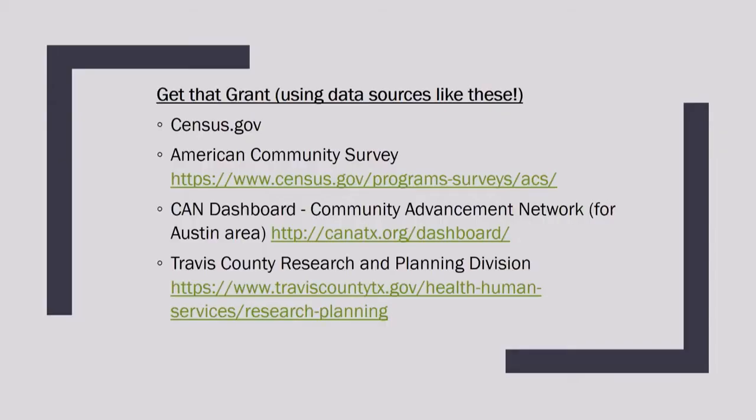And now, some go-to data sources. Census.gov. Check it out, learn it, love it, you can use it. And while you're there, the American Community Survey at census.gov is very helpful too. And if you're in Central Texas, the CAN Dashboard, Community Advancement Network for the Austin Area Dashboard, is a great data source. Also, the Travis County Research and Planning Division is very helpful with data as well.